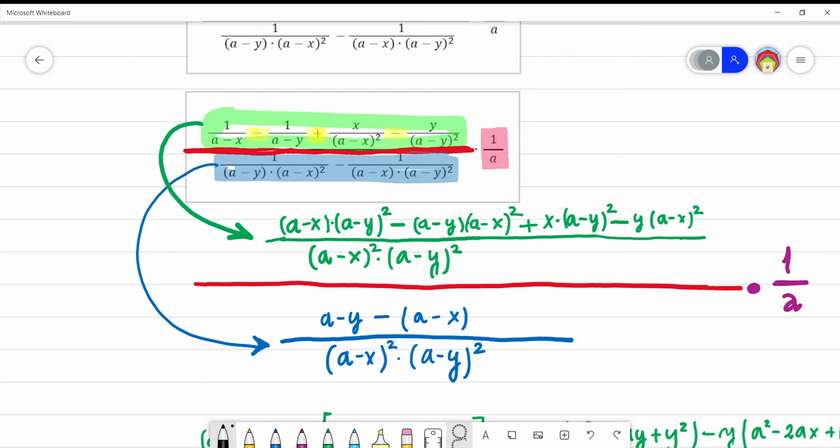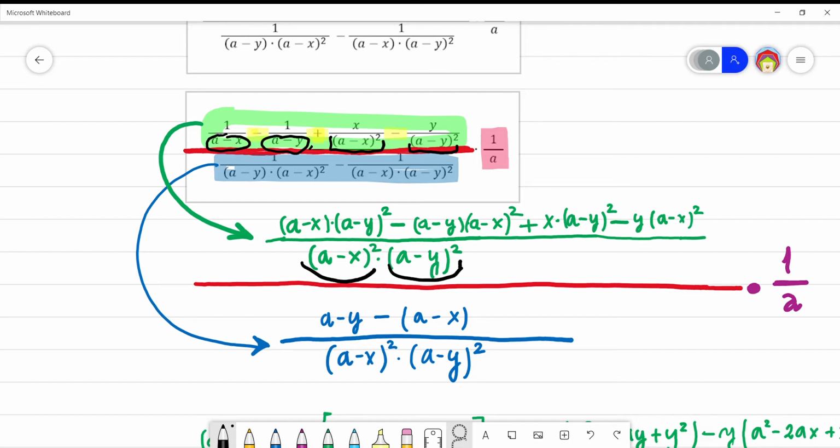The first denominator is a minus x, a minus y is the second, and then we see they repeat. The same thing as the first one, but twice. And this is the same thing as this one, but twice. So it's obviously when taking the common factor, we need to take the biggest power. That's why for a common denominator, I take a minus x to the power of 2 times a minus y to the power of 2. That's clear.